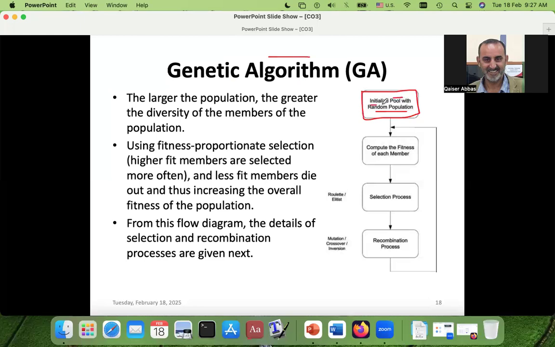Here, the word random doesn't mean that you are going to select something randomly. You have generated this population randomly. This is what we want to say here. You have placed every kind of person in that population randomly. And then after that, you will compute the fitness of each member which is available in this population through some fitness function.